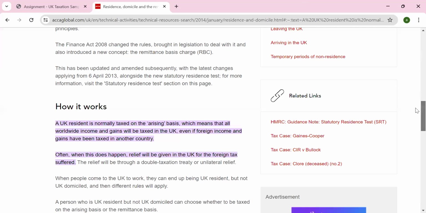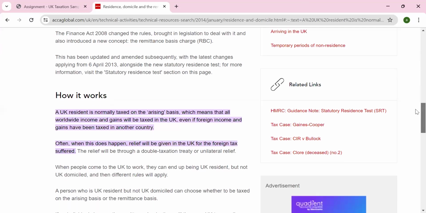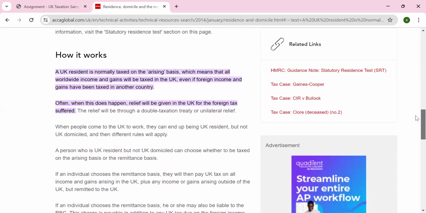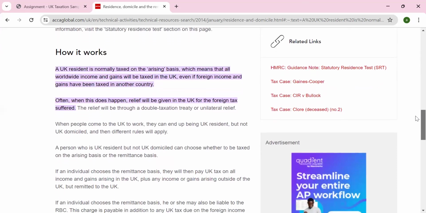HMRC: the UK resident is normally taxed on the arising basis, which means all the worldwide income and gains will be taxed in the UK, even if the foreign income and gains have been taxed in another country. Then relief will be given in the UK for the foreign tax suffered. Relief is under the double taxation treaty and unilateral relief.